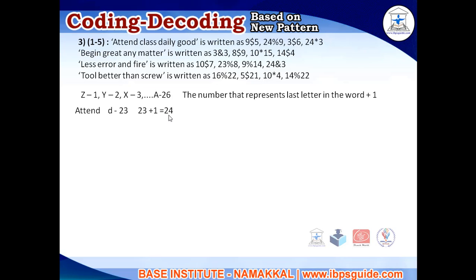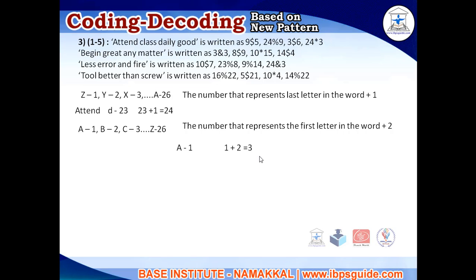And also in the last digit, alphabets are in ascending ordering, like A for 1, B for 2, C for 3, till Z for 26, and then the number that represents the first letter in the word plus 2 is in the last digit, friends. In attend, A is coded as 1, and then adding plus 2 we will get 3 in the last digit.